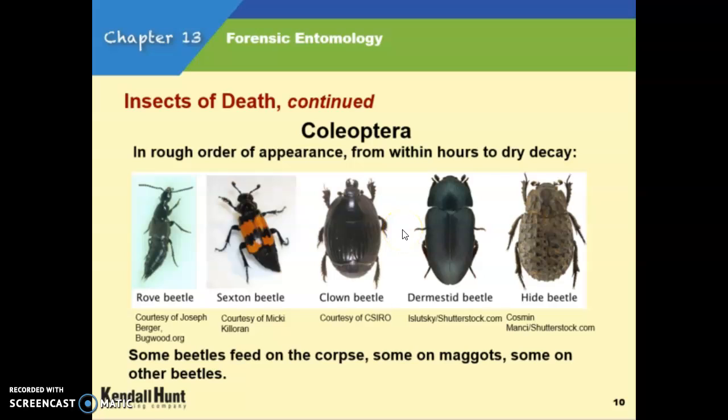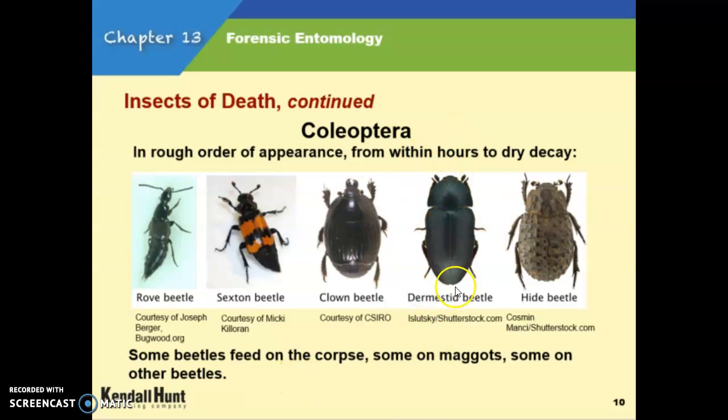All right, so the next section is Coleoptera, right, which those were our beetles. So here's the rough order of appearance. The first one to arrive would be the rove beetle, followed by a sexton beetle, followed by clown beetles, dermestid beetles, and hide beetles. So some beetles feed on the corpse, some on maggots, and some on other beetles, right?